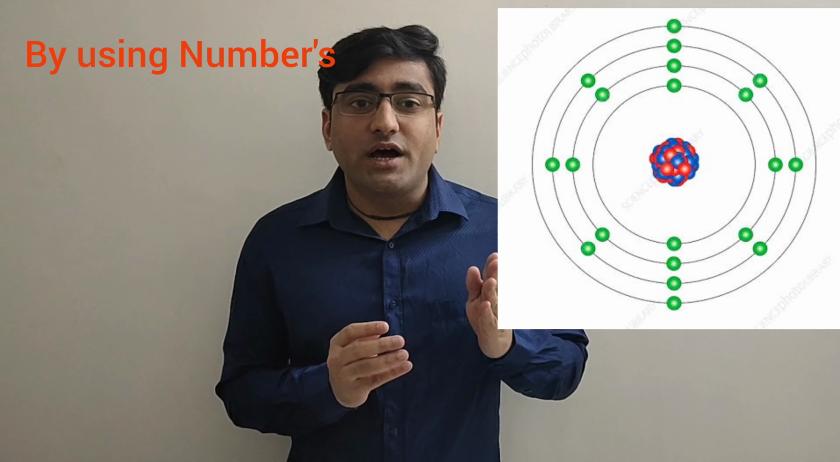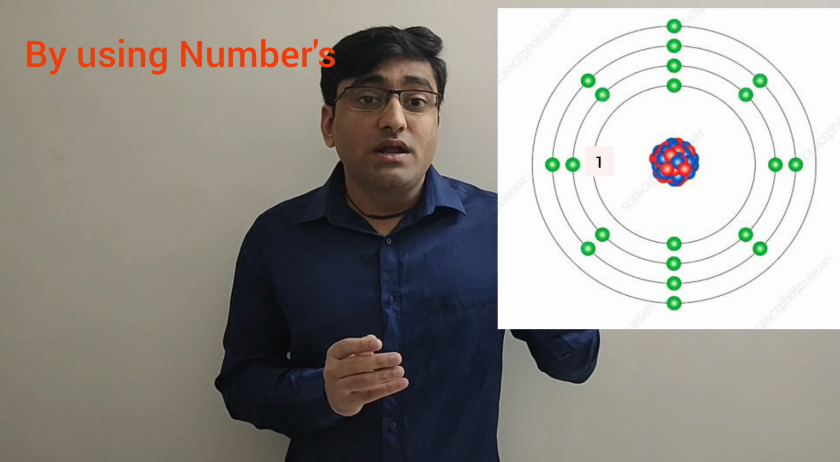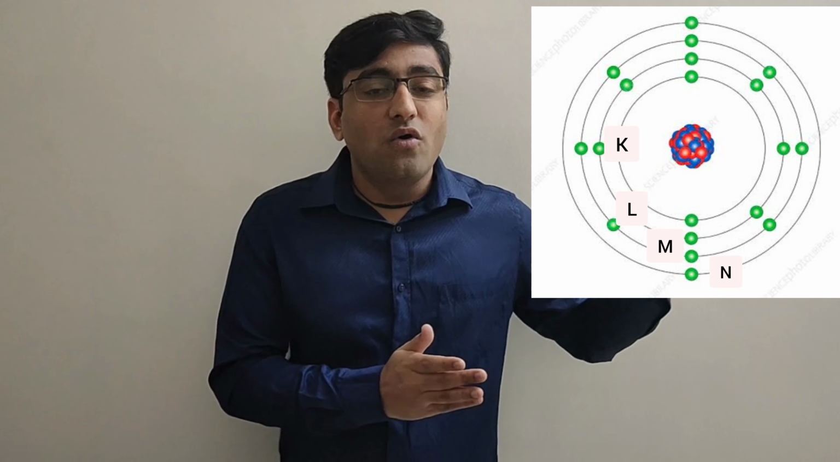First, by using numbers, that is, the very first orbit after the nucleus is numbered as 1. The next one is number 2 and so on, 3, 4, 5, 6, 7 and so forth. Another method of representation is by using alphabets. The very first orbit is represented by the alphabet K. The second one is represented as L, then M, N, O, P and so on.